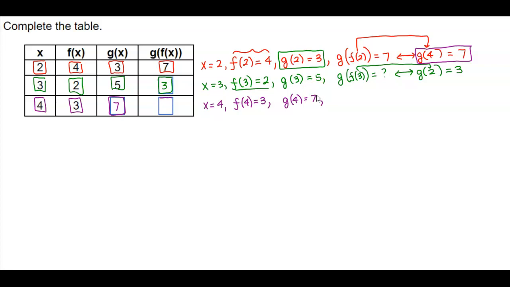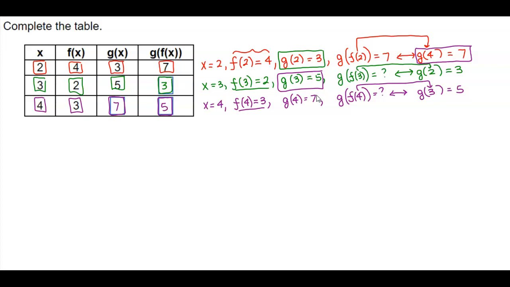And now we want to find the last one here. We want to find g of f of 4, since that is the input. What do we know f of 4 is? We know f of 4 is 3. So now we want to find g of 3. Well, g of 3 is in the second row, and g of 3 is equal to 5.